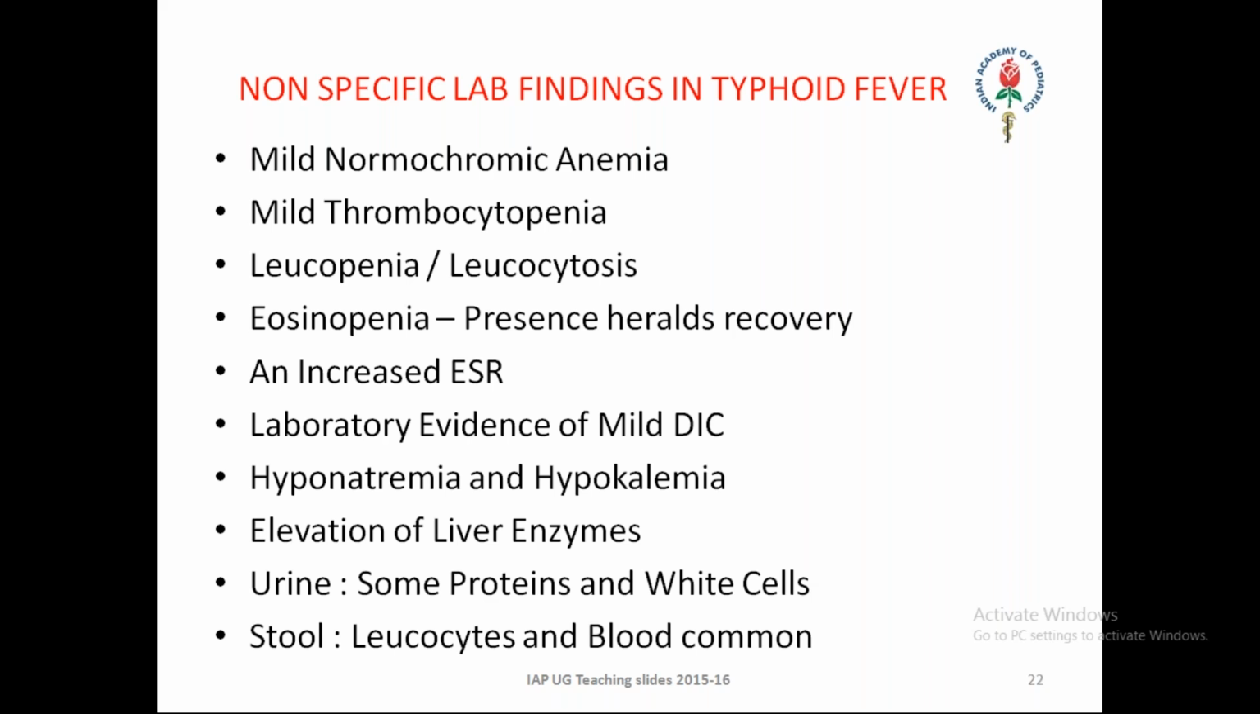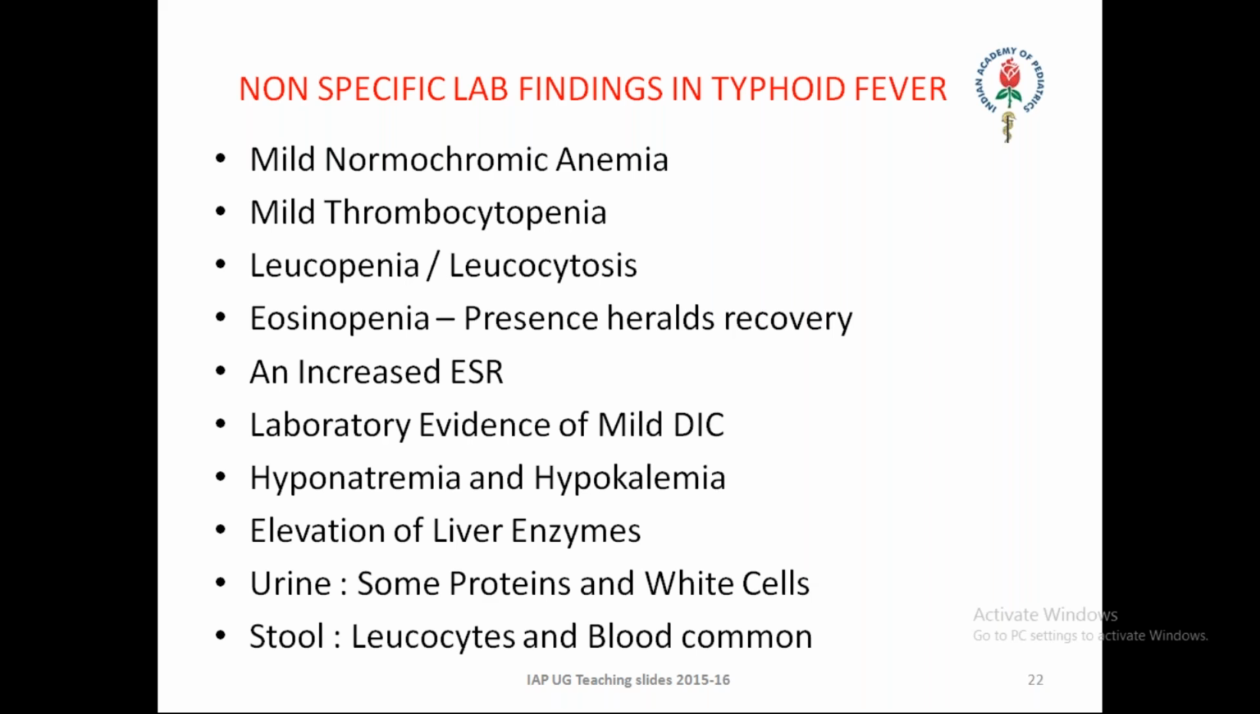So, non-specific lab findings in typhoid fever. There is mild normochromic anemia, mild thrombocytopenia, leukopenia or leukocytosis might be present. Leukopenia is one of the laboratory findings which we commonly see, and we think about enteric fever. Eosinopenia, increased ESR: with chronic fever presenting with elevated ESR, we have to keep enteric fever in mind.